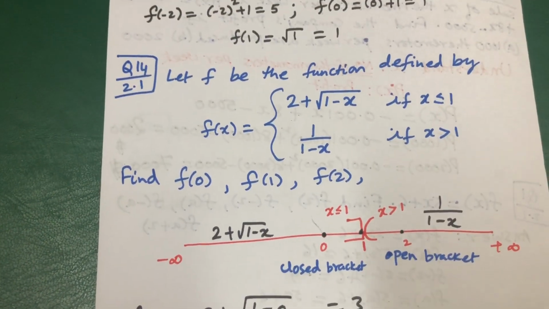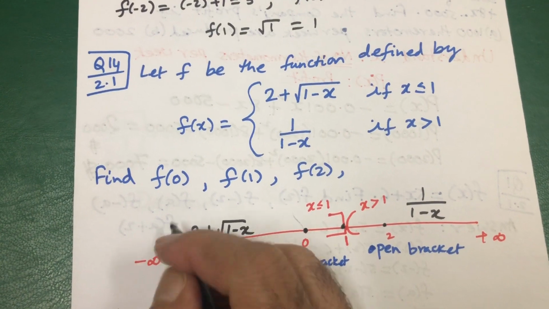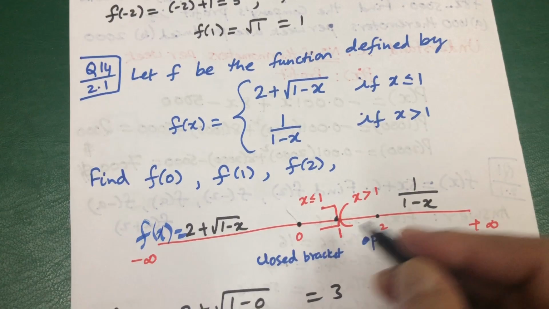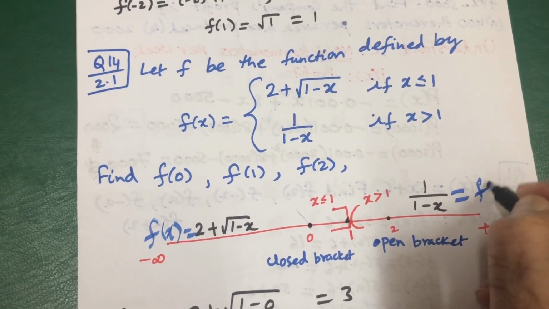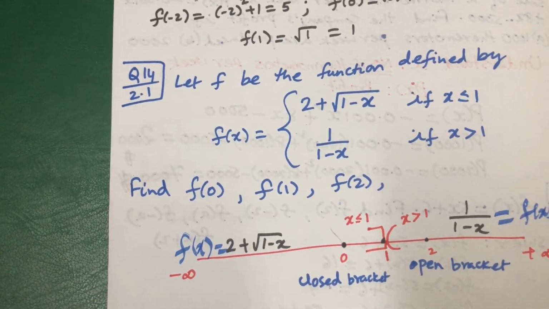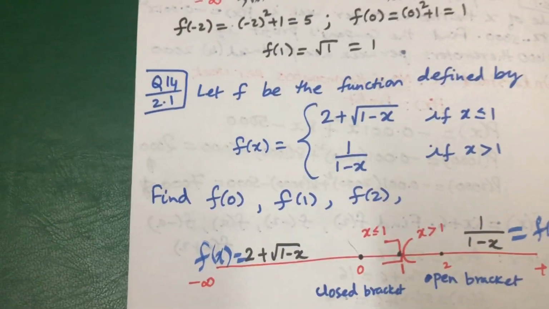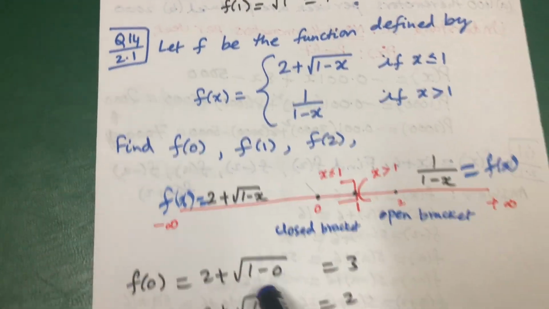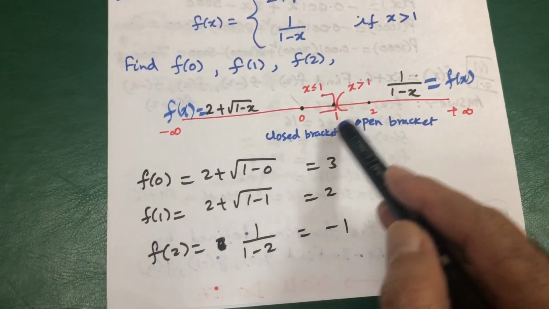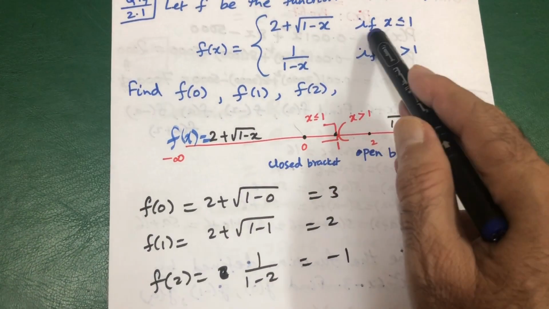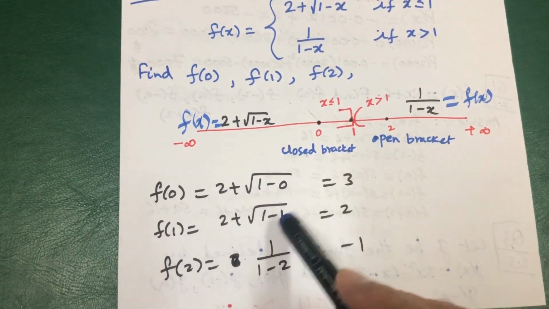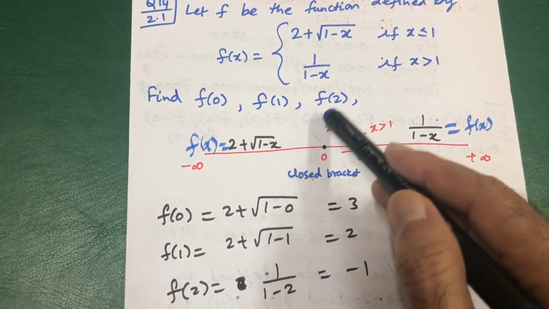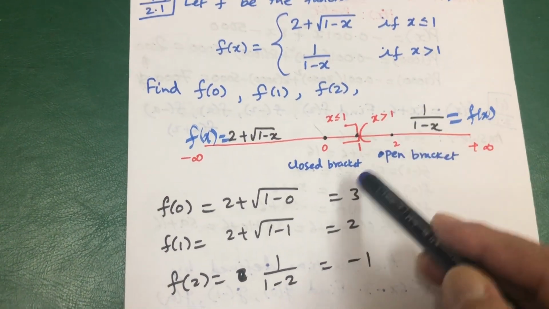So f(x) will be 2 plus root 1 by x here, and here f(x) will be 1 over 1 minus x after 1. So same question like above. 0 lies to the left of it, so for f(0) I use this one. f(1) means x is included here, so f(1) is included here. I use the left side of the function. And f(2) will be here, so I use f(x) equal to 1 minus x.